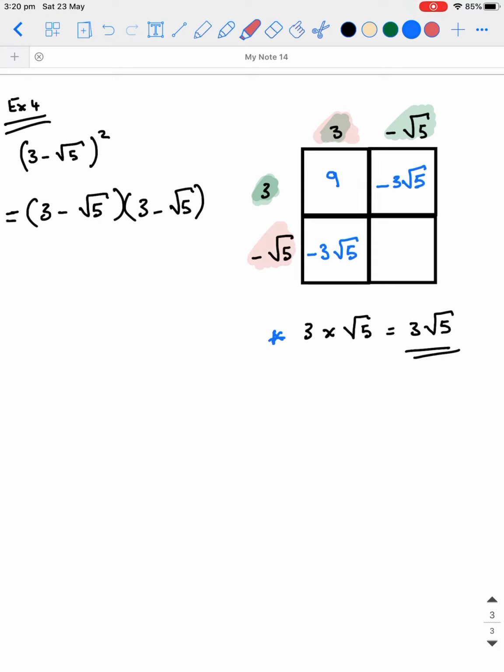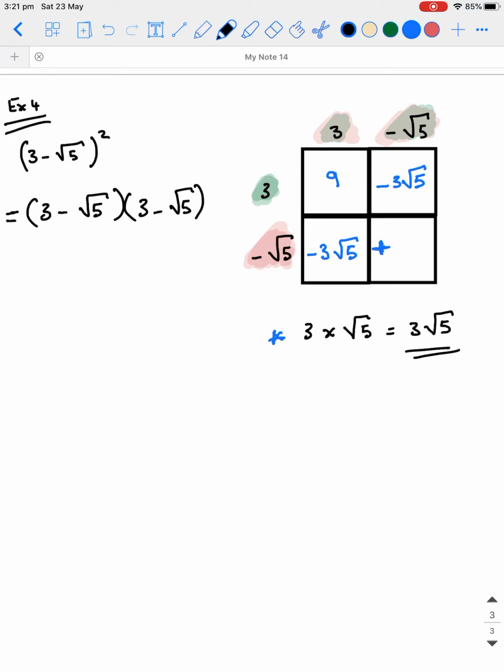Now the final thing that I want to multiply is the negative root 5 multiplied by the negative root 5. Now I know that a negative multiplied by a negative is in fact a positive, and again you don't have to write that positive sign in. I'm just doing it to be consistent with the previous examples.